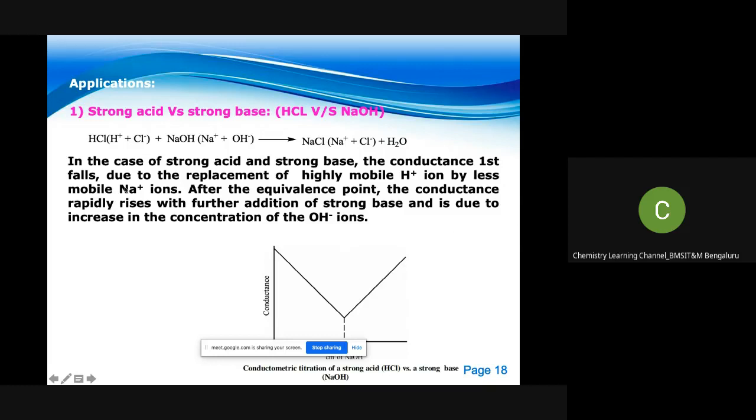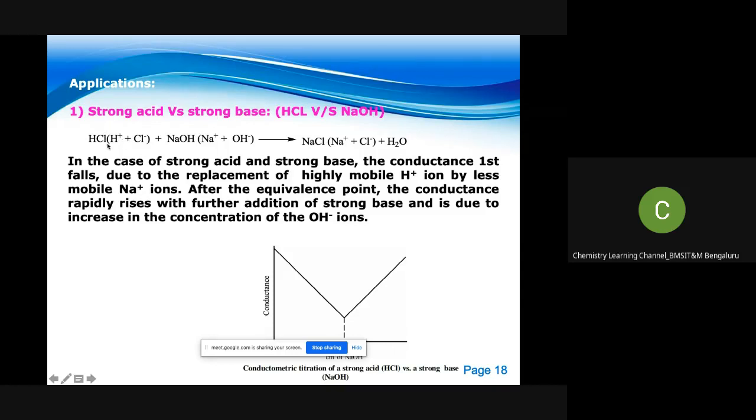Here, we have HCl. Can I write HCl as H+ and Cl-? Yes, I can write. NaOH we are adding from the burette to this HCl. So NaOH I can write as Na+ and OH-. So what is the reaction taking place? Neutralization reaction. Formation of salt is going to take place, right?